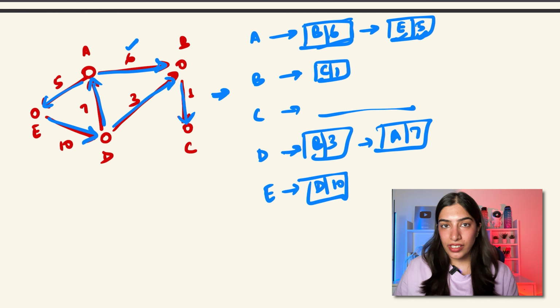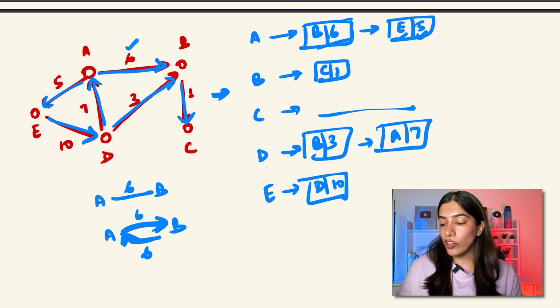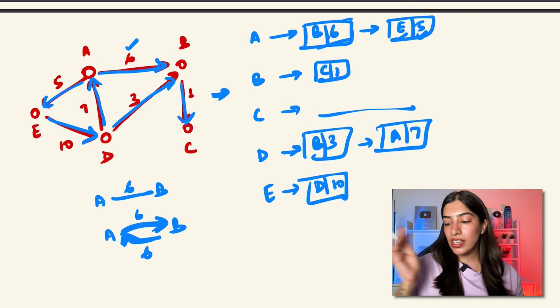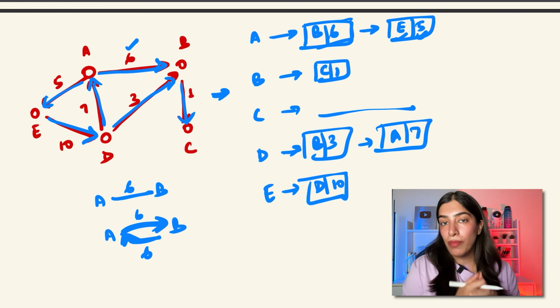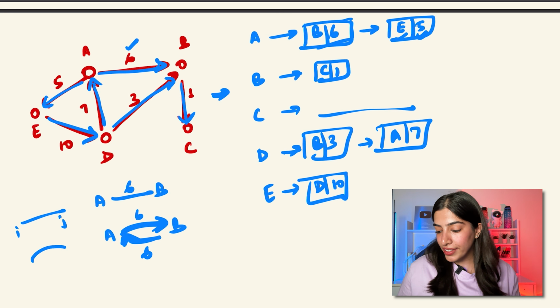Similarly, you can do it for an undirected graph also. The only difference is that for every edge, A to B, there is going to be the same weight, basically A to B and B to A. If A to B was 6, you will add 6 for A to B and you will also add 6 for B to A. I hope this makes sense. Just convert the undirected graph into a bidirectional graph. For every edge I to J, add two edges, I to J and J to I.